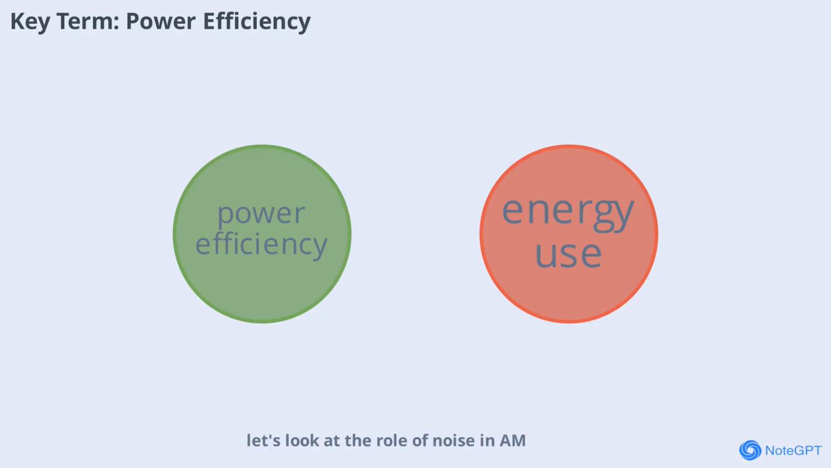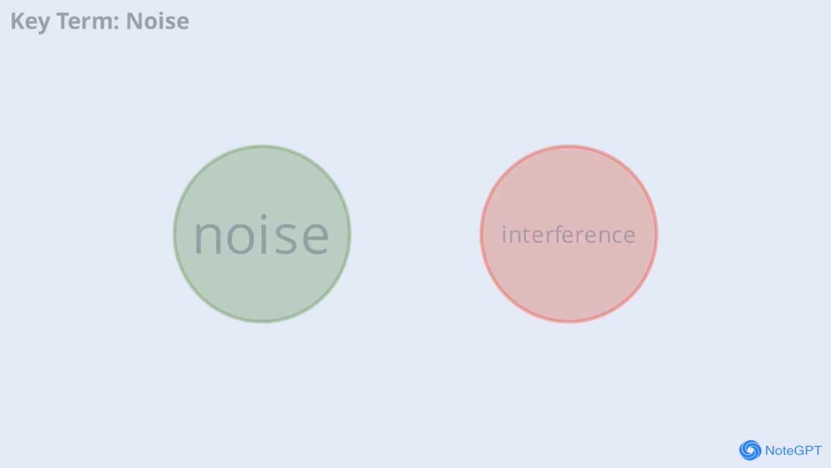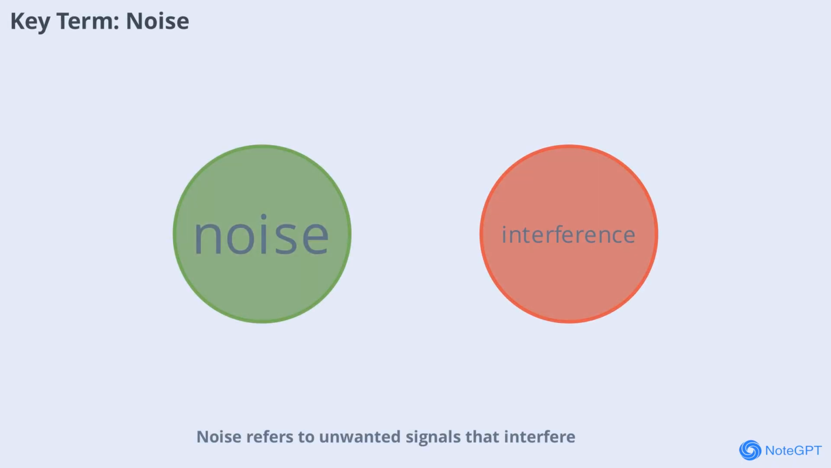Next, let's look at the role of noise in AM. Noise refers to unwanted signals that interfere with the transmission and reception of information. AM is particularly susceptible to noise because any variation in amplitude, whether from the message or from interference, affects the received signal. This is why AM broadcasts can sometimes sound static-filled or distorted. Understanding noise and how to minimize its effects is crucial for reliable communication.